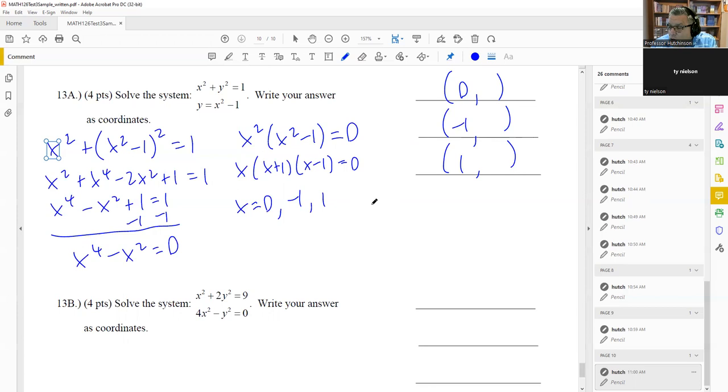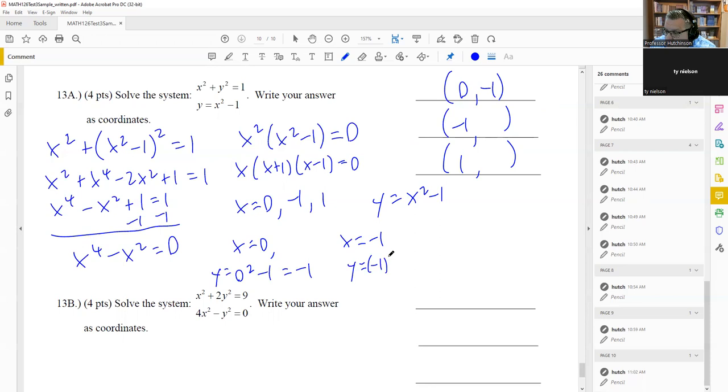So I have y equals x squared minus 1. If x equals 0, then I have y equals 0 squared minus 1, which equals negative 1. So 0, negative 1 is the first answer. If I have x equals negative 1, then I have y equals negative 1 squared minus 1. That's going to give us a 0. So I have negative 1, comma 0. And then I have x equals 1, y equals 1 squared minus 1. That's equal to 0 as well. Okay, so these would be the three answers: 0, negative 1; negative 1, 0; and 1, 0. Those are the three answers.